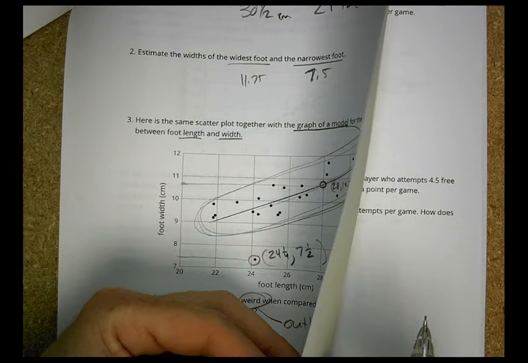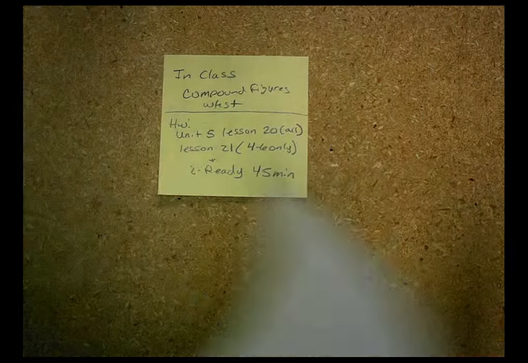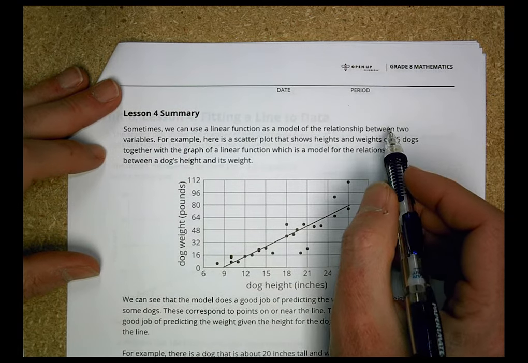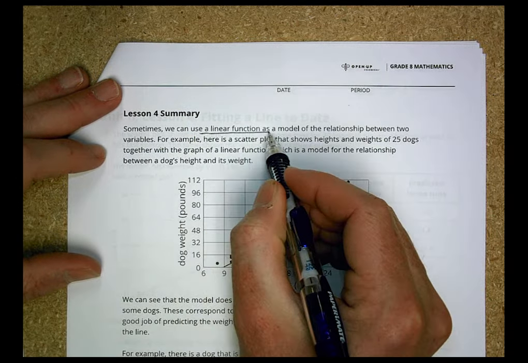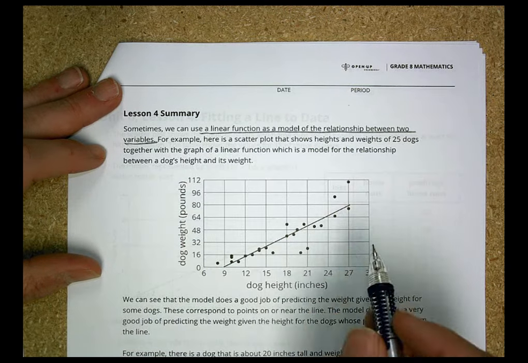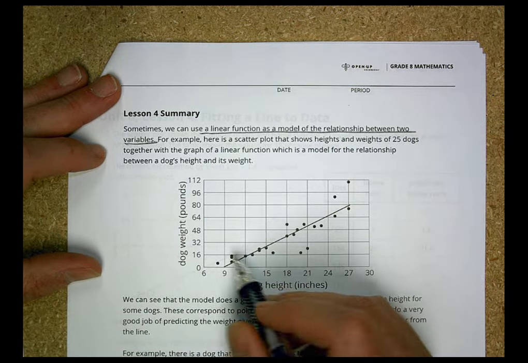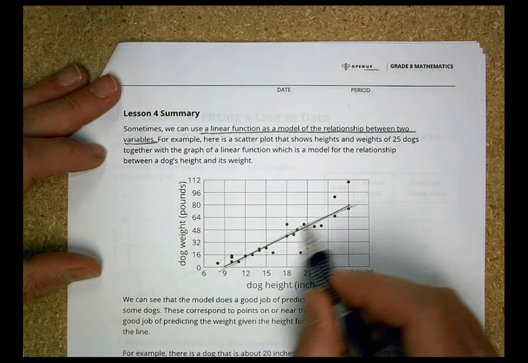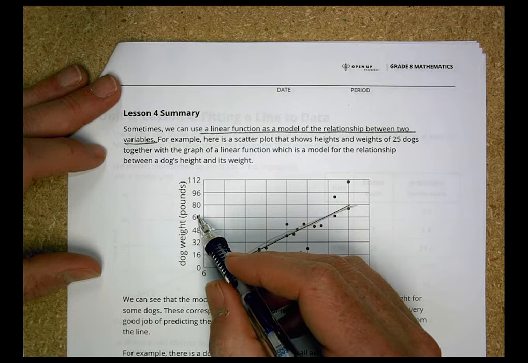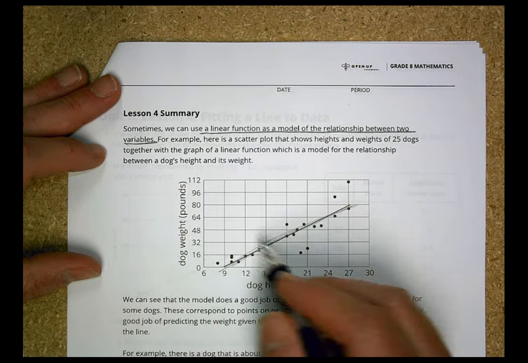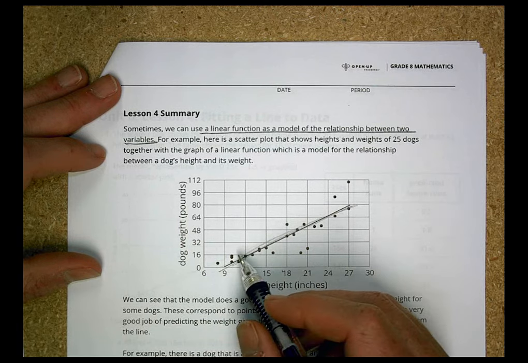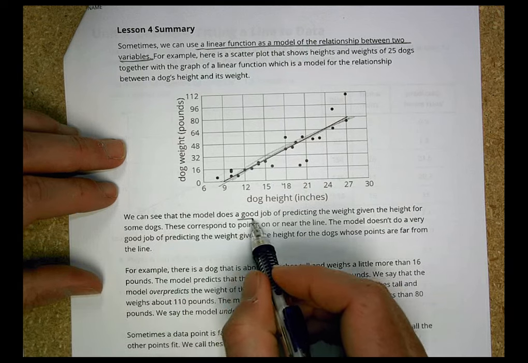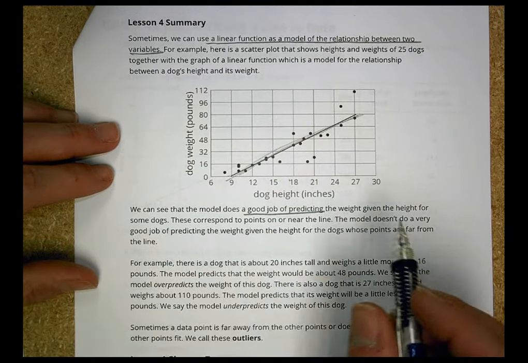Let's take a look at your summary then. Summary, there we go. So sometimes we can use a linear function model of the relationship between two variables. So here's a scatter plot talking about the height of dogs and the weight of dogs. And the graph of the linear function shows the relationship between those two things, how one is connected to the other, and vice versa. In this case here, it's not so much about independent or dependent, but they are showing a relationship and how those are connected. We can see that the model does a good job of predicting the weight given the height. So it's doing a good job predicting those things.